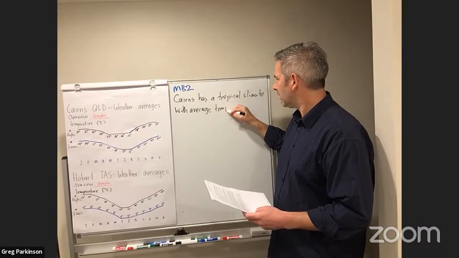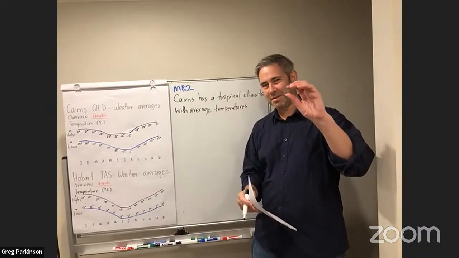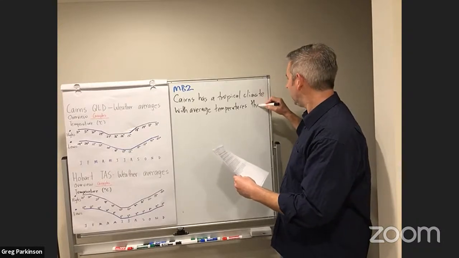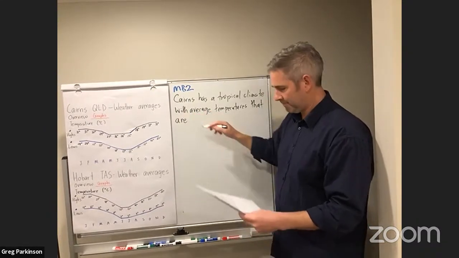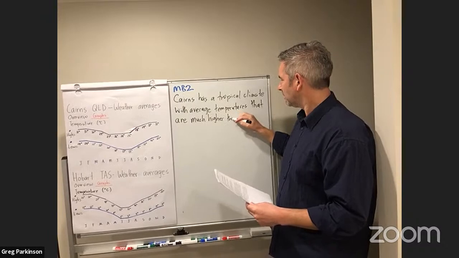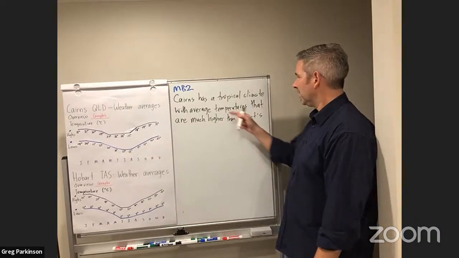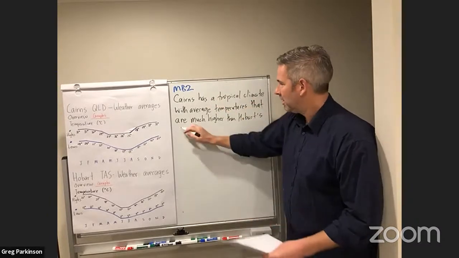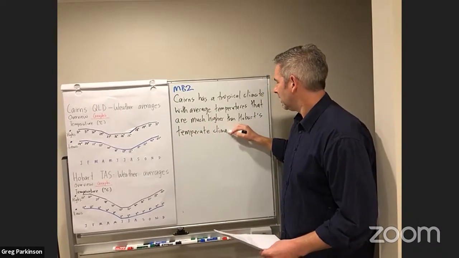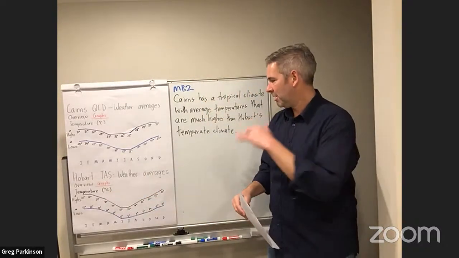average temperatures. So again, with average, I'm just switching between average, mean, average, mean. Average temperatures that are, so here's another complex sentence. And I'm making a comparison with my vocabulary. Cairns has a tropical climate. Hobart has a temperate climate, right? So temperate means there's a bigger difference between summer and winter.